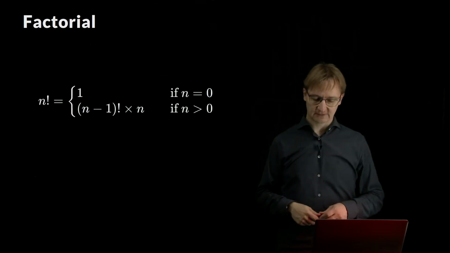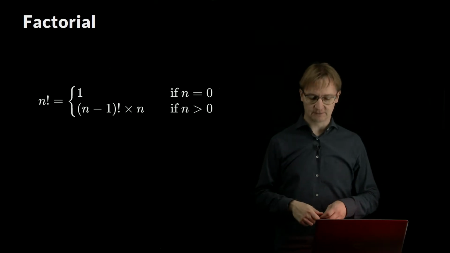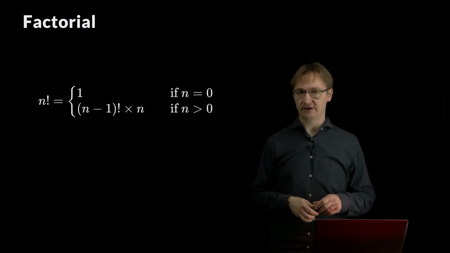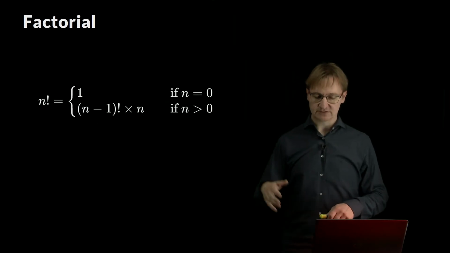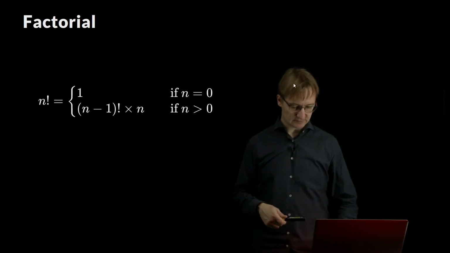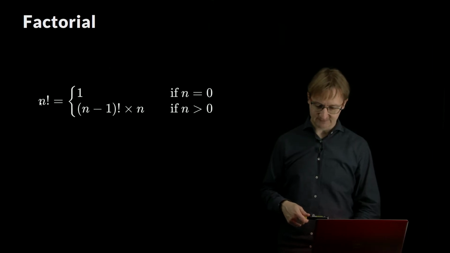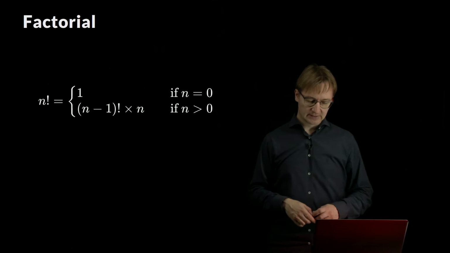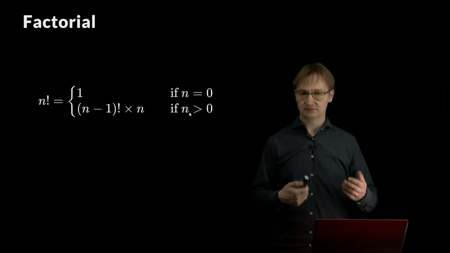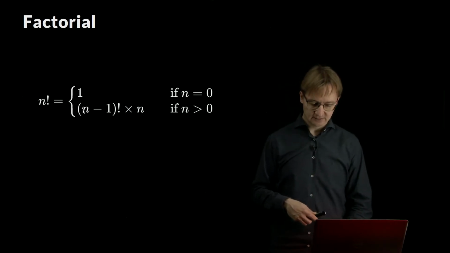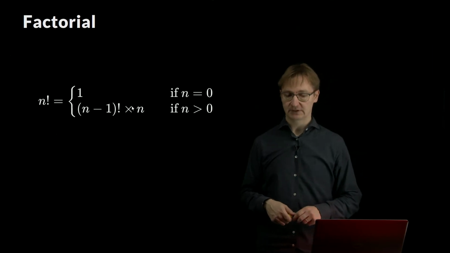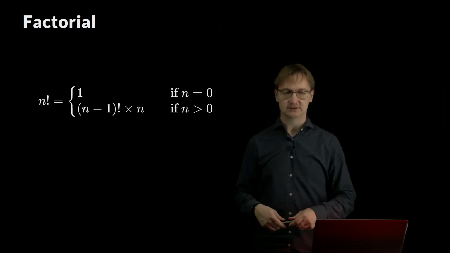Let's see another example, Factorial. This is a pretty typical example for recursive solutions or problems. Factorial is a mathematical function which is defined basically using recursion, and it's written like that. The factorial itself is n and an exclamation mark. It is equal to 1 if n is 0, and if n is larger than 0, then we say it's the factorial of n minus 1 multiplied by n. So basically it's recursion written into this definition already.